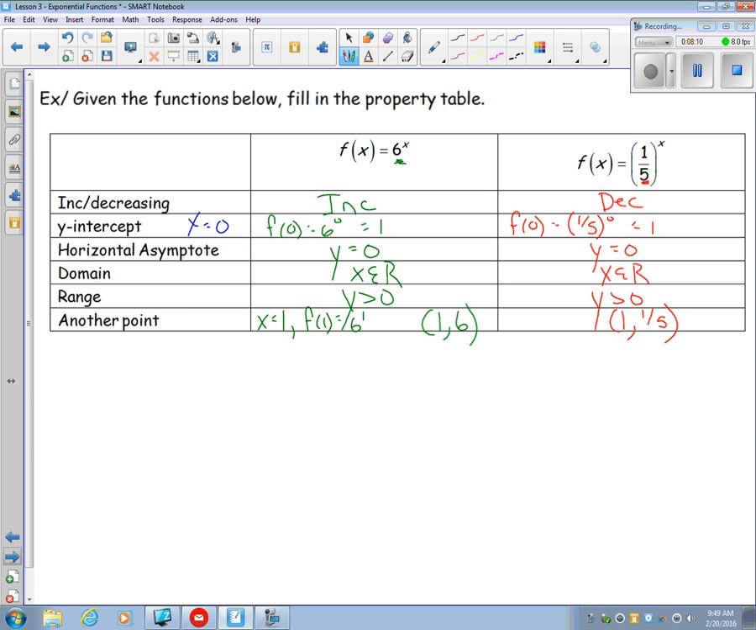Okay, so we can figure out some properties based on our equations. And the ones that don't change for us right now, our y-intercept is always going to be 1. Our asymptote is always going to be 0. Okay. Always going to be all real numbers. And our range is going to be always greater than 0. And notice that was the same for these ones. Right, that's for our purposes right now. We're going to start with that.